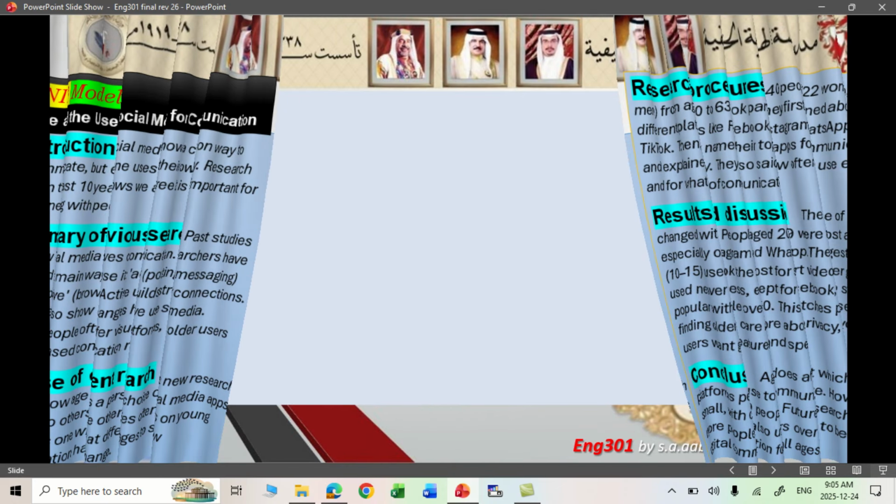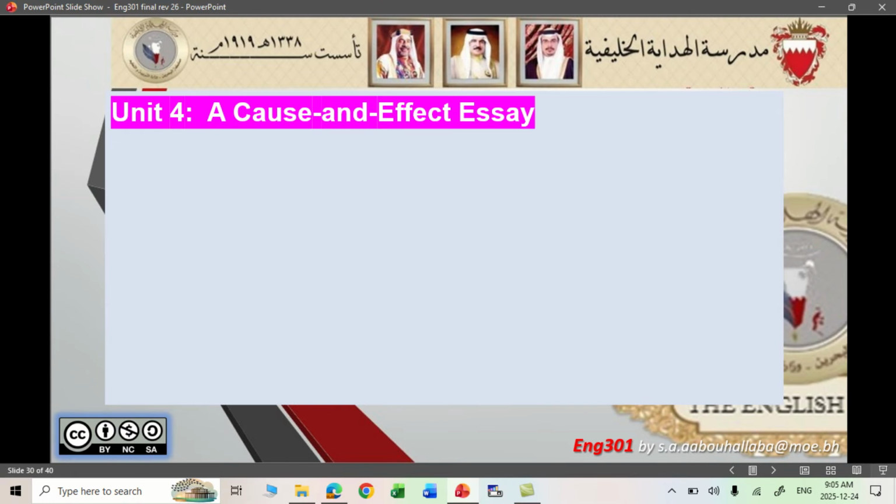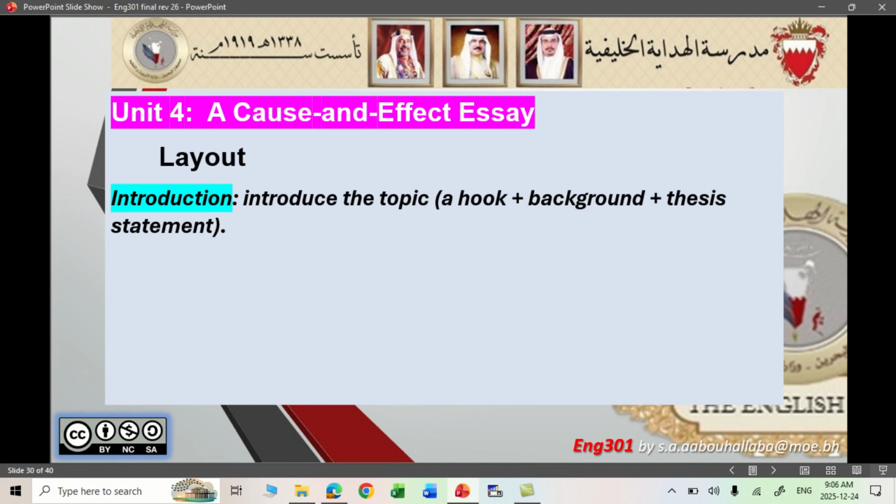Well, let's move to the last writing topic. In Unit 4, we need to write a cause and effect essay. Okay, so as you can see, most of them are essays, except the previous one, which was a report. So here we have to write about the causes and effects of a specific topic. What is the layout? The layout goes like that.